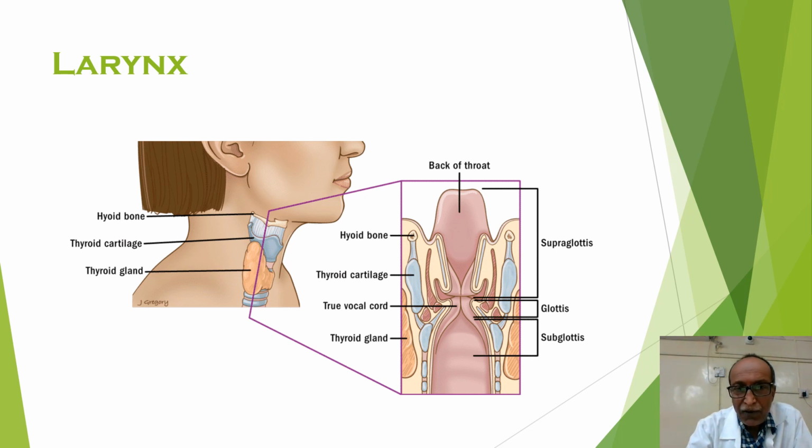The larynx proper, where the speech is produced, is called glottis. The superior portion is called supraglottis, and the portion inferior to the glottis is called the subglottis. Thus, the larynx is subdivided into three parts.